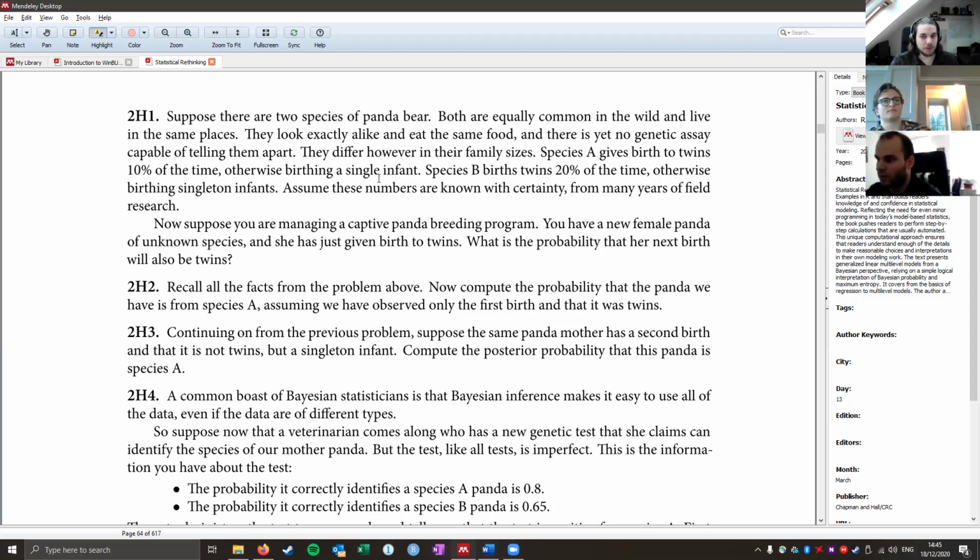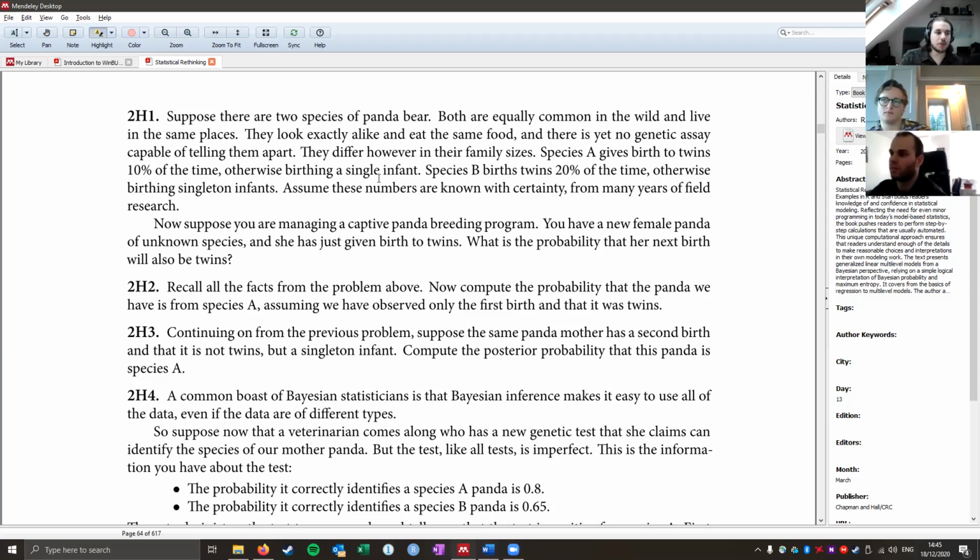Assuming these numbers are known with certainty from many years of field research. Now, suppose you are managing a captive panda breeding program. You have a new female panda of unknown species, and she has just given birth to twins. What is the probability that her next birth will also be twins?